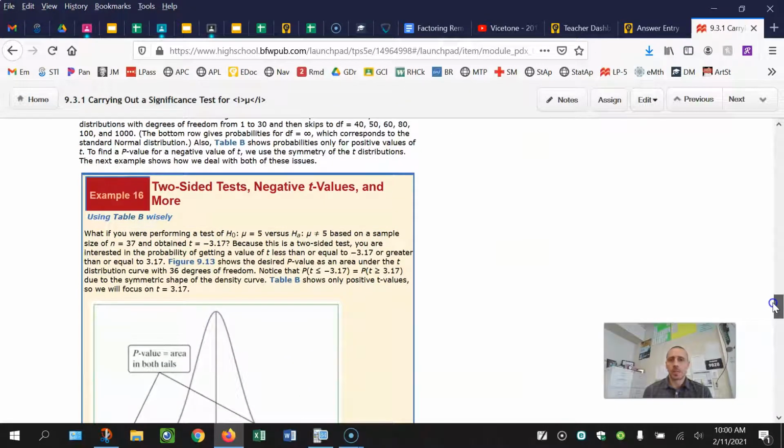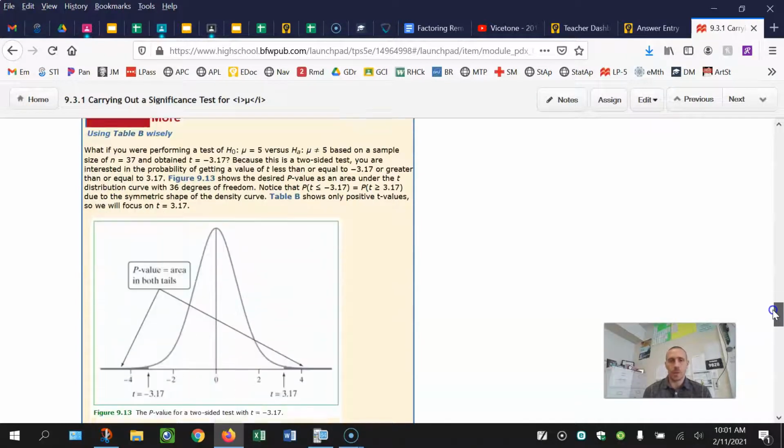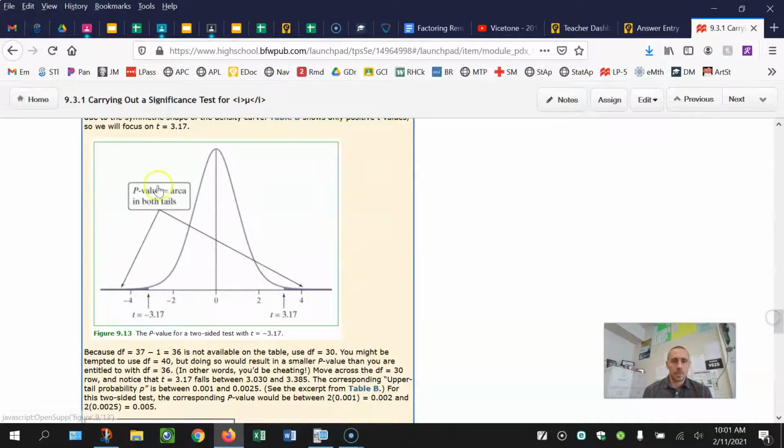Okay, two-tailed test, two-sided test, we've talked about before. You get your test statistic, find the area under that part of the curve, and double the area to get your p-value. That's what this is showing here. So this test statistic might only be negative 3.17. These are the same distance away from the mean. That's why I can just double the area in this tail to get the p-value.